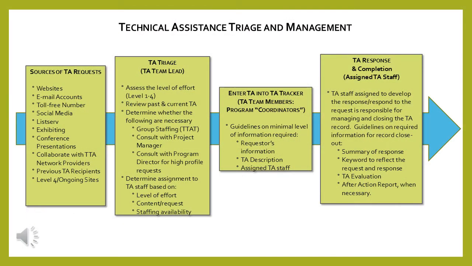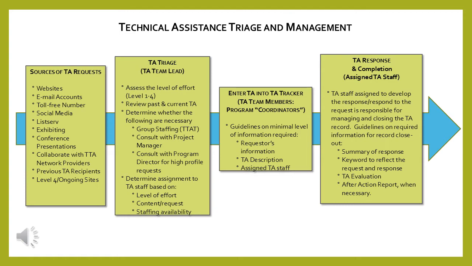Currently, TA requests can come in through a multitude of ways. They can be submitted through a website, they can be emailed directly to a staff member, they can be called in using our toll-free number. Social media, once in a while we do get TA requests over Facebook, on our listserv, exhibiting, and so on. There's multiple different ways that TA requests can come in, leading to a sense of confusion or a lack of efficiency as far as how we handle these requests, how they come in, and honestly, some of these requests are falling through the cracks.